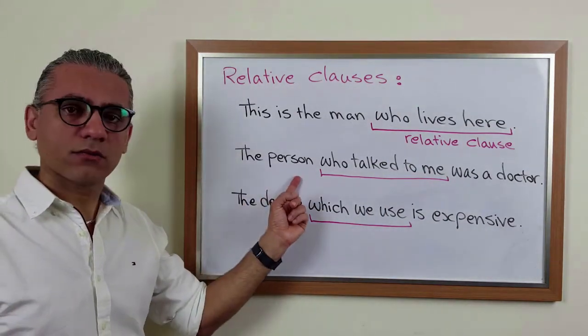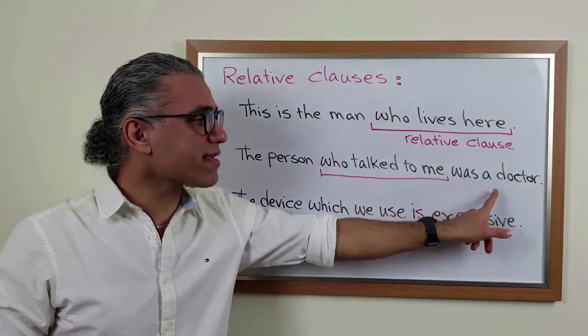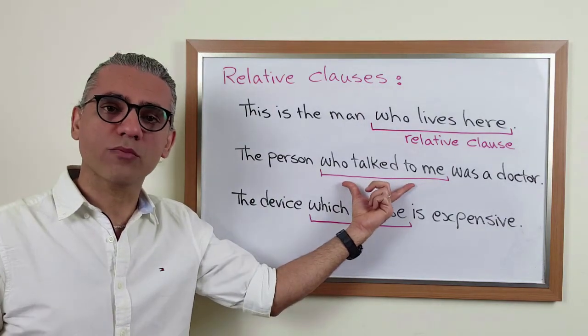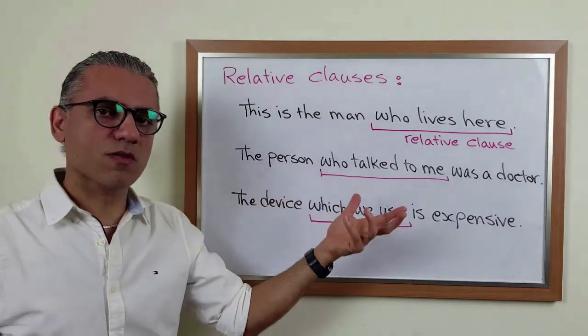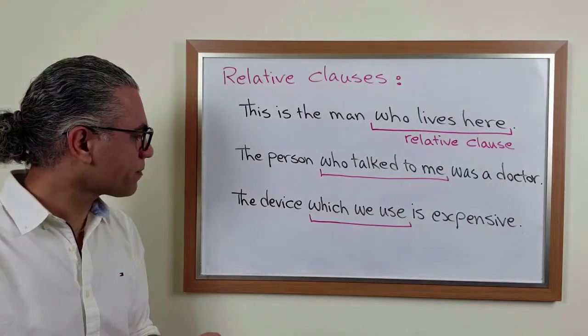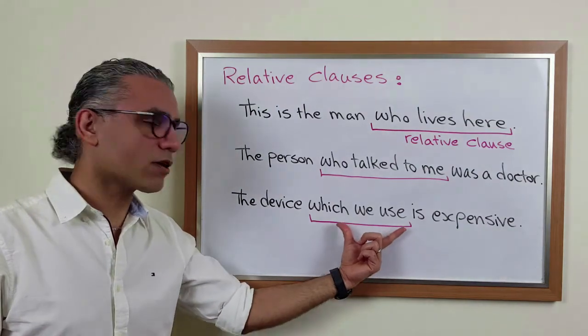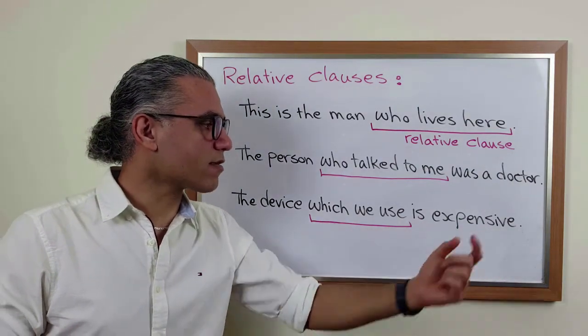The person, what person, who talked to me was a doctor. Again, this is your relative clause, giving information about someone or something you're talking about. The device which we use, giving information about this device, this is a relative clause, is expensive.